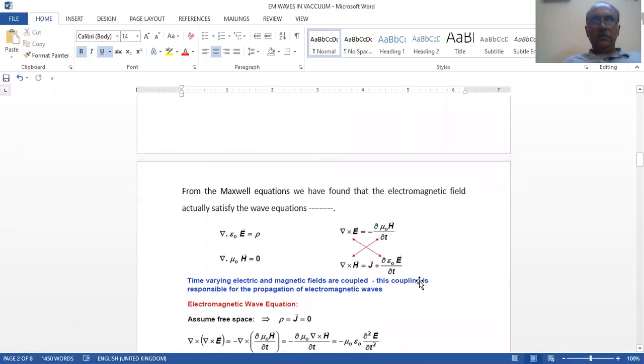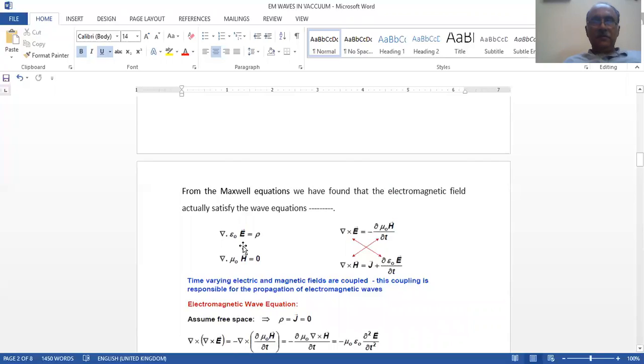Now, the first part of this lecture should have helped you visualize that there is an electromagnetic wave associated with the oscillations of the electric field and magnetic field. We should be able to establish the wave equation. So the Maxwell equations we have studied actually satisfy the wave equation.